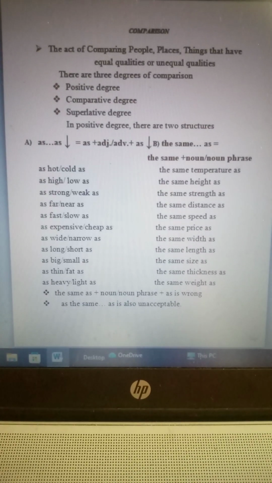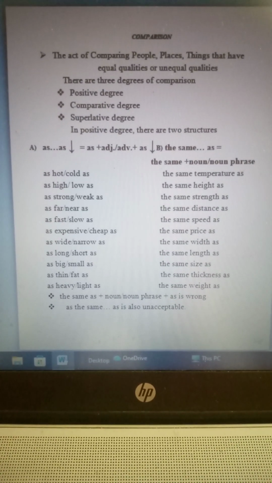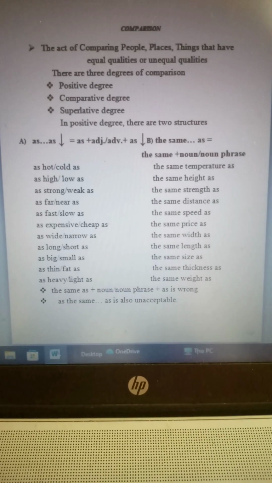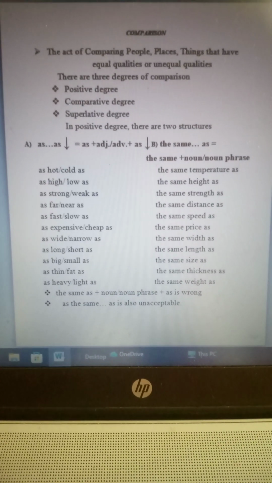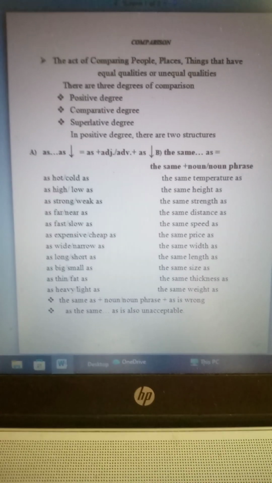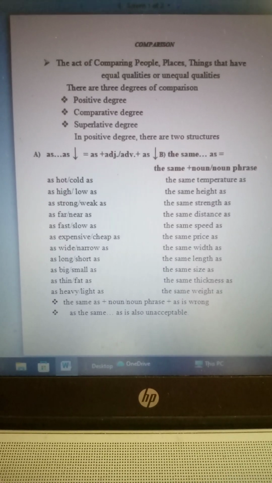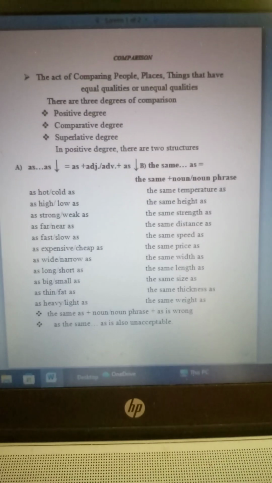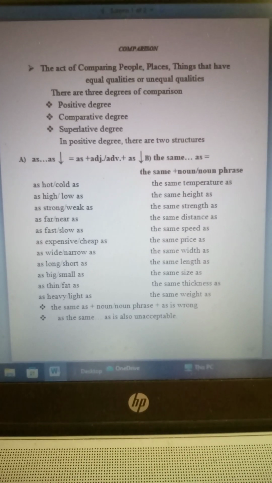In general, in the next video, we'll see the positive degree, the comparative degree, and the superlative degree together. And in addition to these, before we start the discussion of the 3 degrees, we'll look at the negative formation of the positive degree.